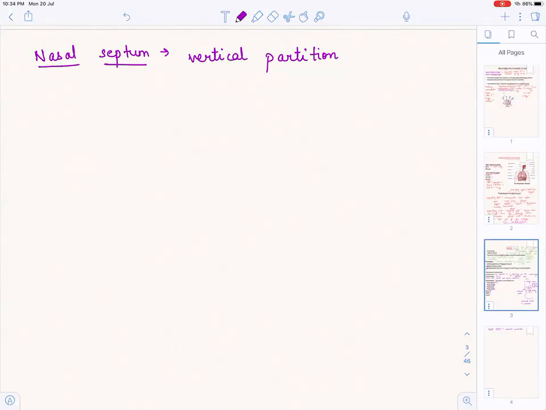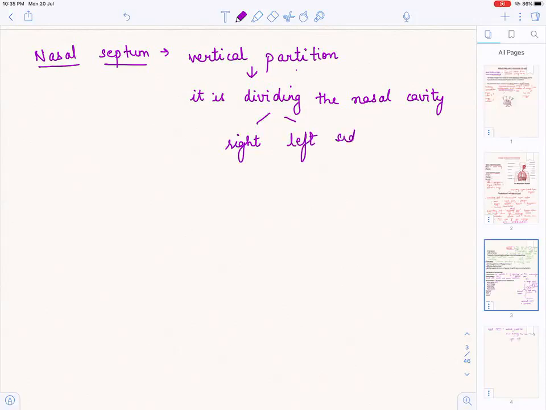Okay, so we were at nasal septum. It is a vertical partition. If it is a partition, it is dividing something into two parts. What is it dividing? It is dividing the nasal cavity into right and left sides.